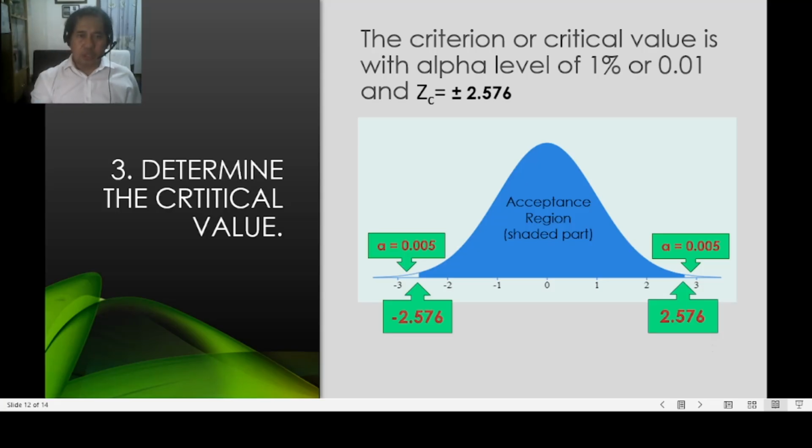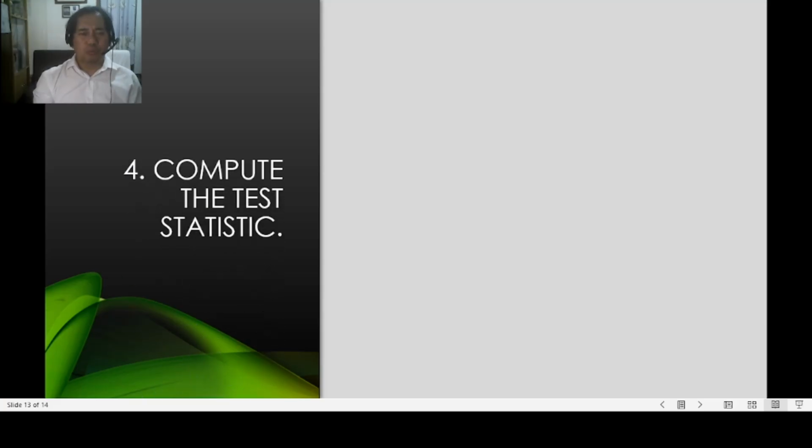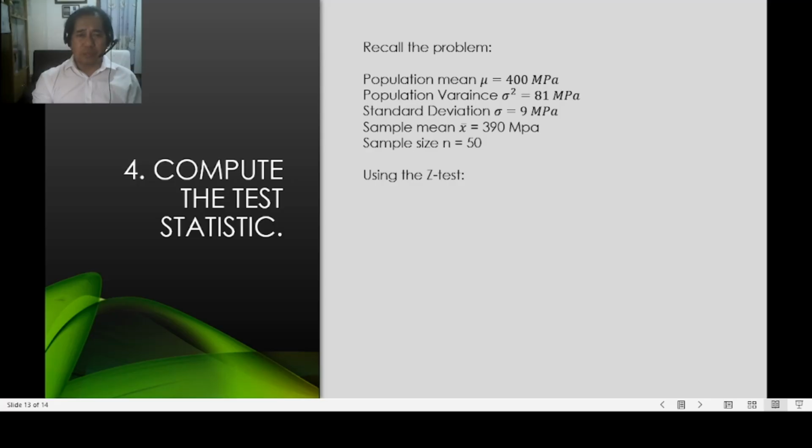Now let's look into step number 4. In step number 4, we will now compute the test statistic. So recall the given. Our population mean is 400 megapascal, and population variance is 81 megapascal. The population standard deviation is the square root of 81, so 9. And the sample mean is 390 megapascal.